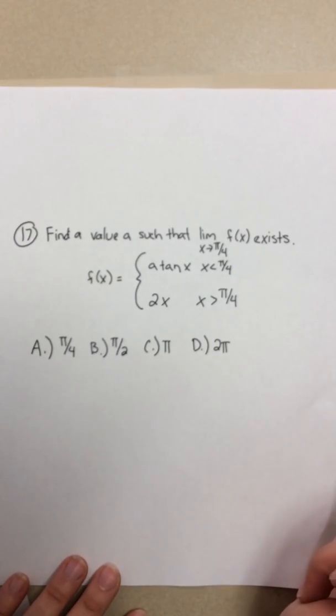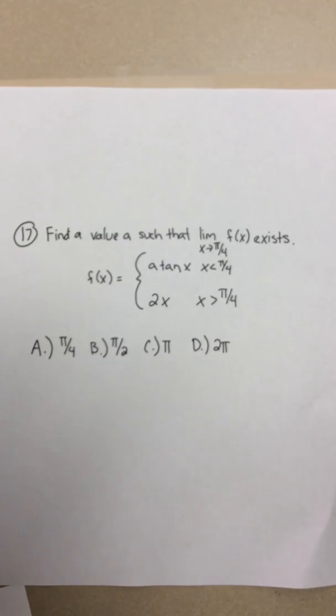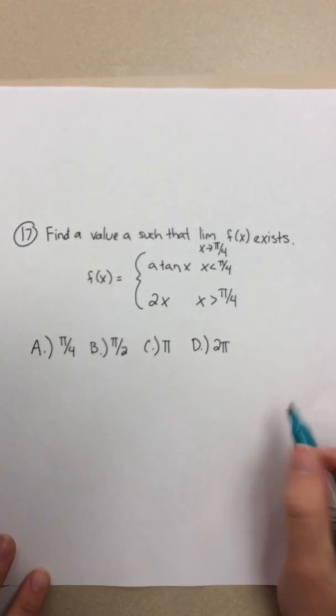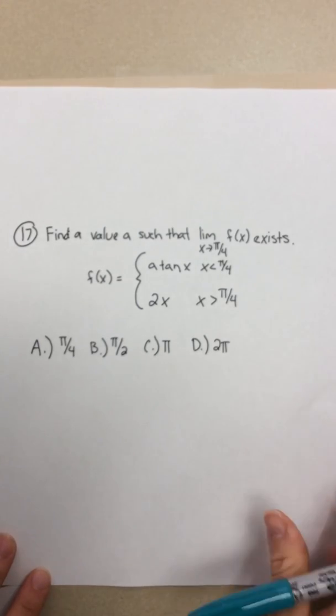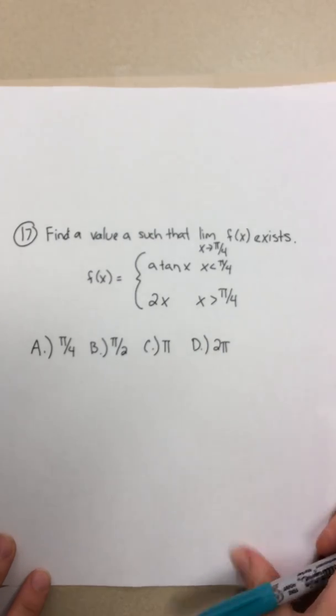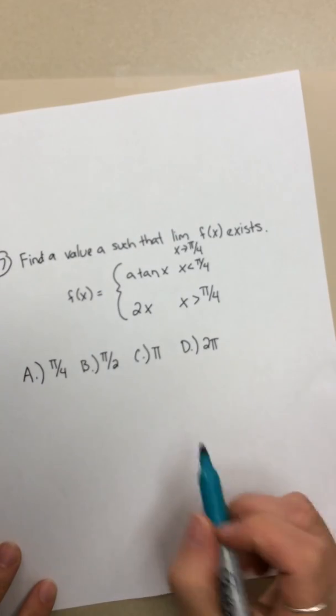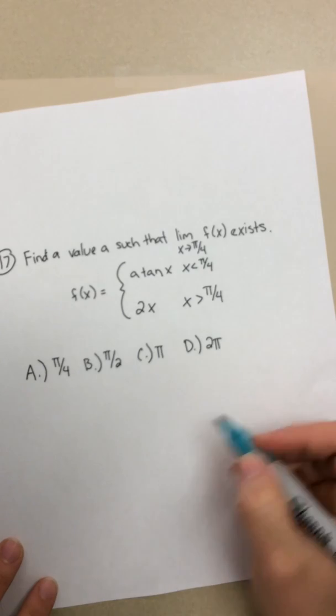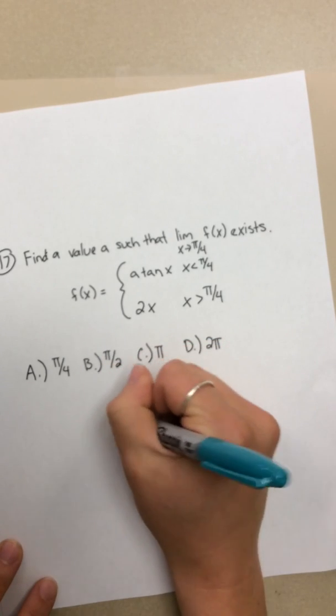Okay, this one. Find a value of a such that the limit as x approaches 4 of f of x exists. So this one is a little bit more complicated, so you should be thinking different part of the test, not maybe multiple choice. But either way, you do what you want. I don't own you.